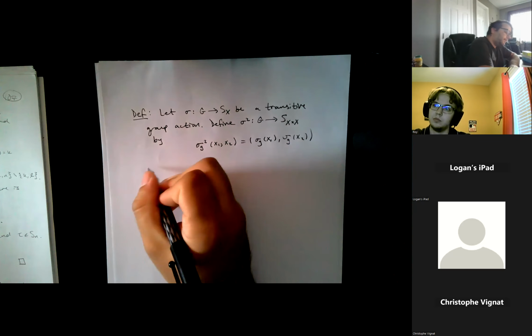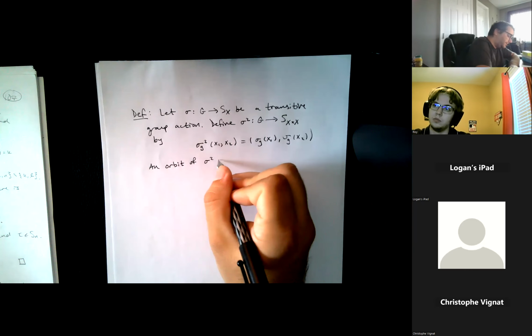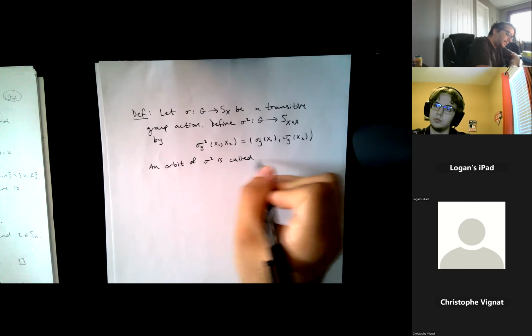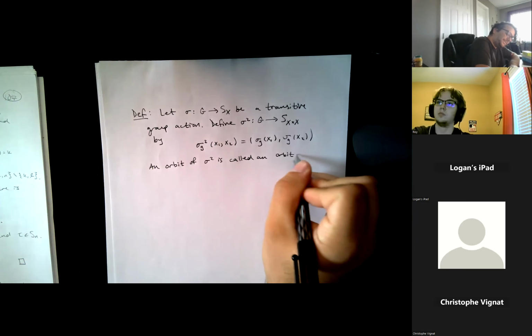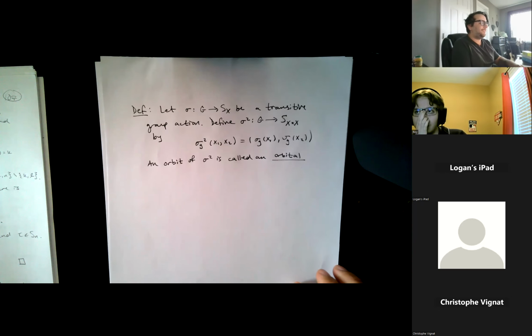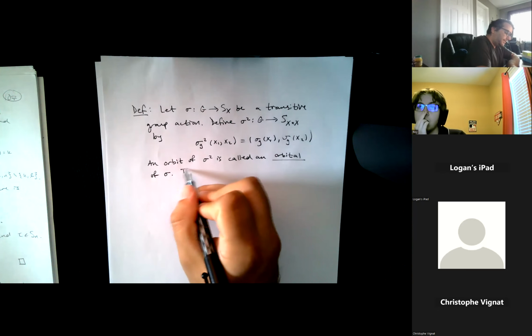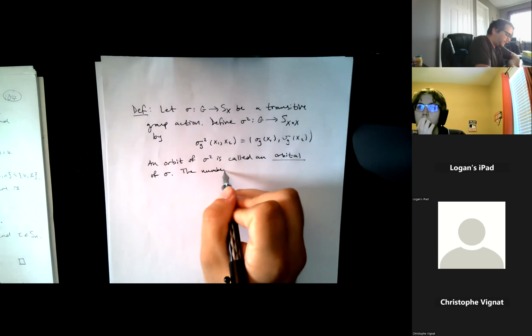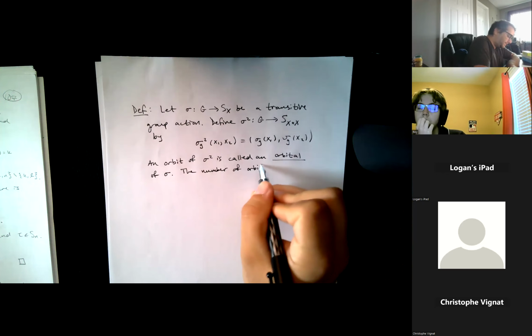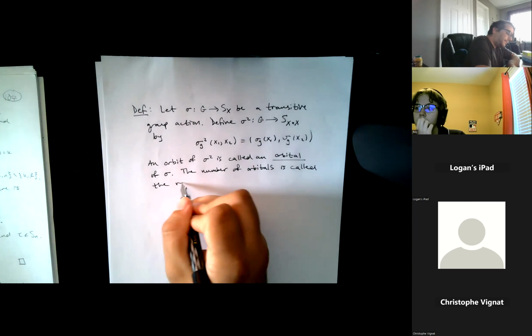Okay. An orbit of sigma 2 is called an orbital. That's very confusing, but that's the definition. Okay, so an orbit of sigma 2 is called an orbital. It's called an orbital of sigma. The number of orbitals is called the rank of sigma.